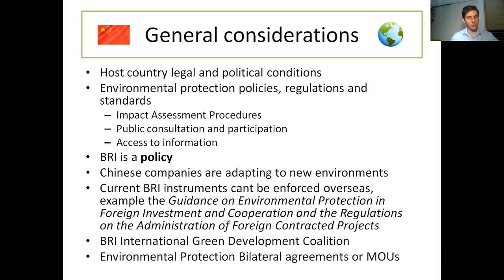And together with that, I have also been seeing a movement from China to BRI countries to develop environmental protection bilateral agreements or MOUs, which I think is a powerful tool right now, better than what we have experienced so far, to have a more concise and strong tool to hold companies and government authorities accountable for protecting the environment during the planning process of BRI projects.